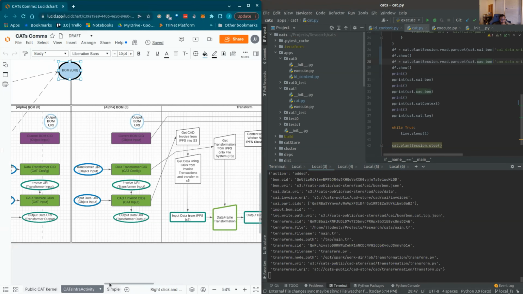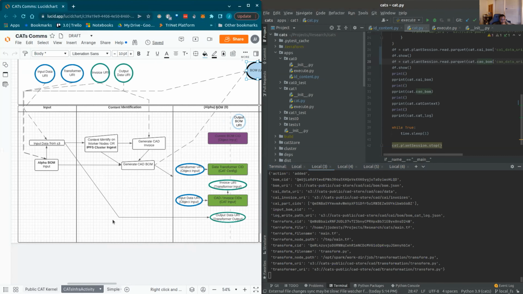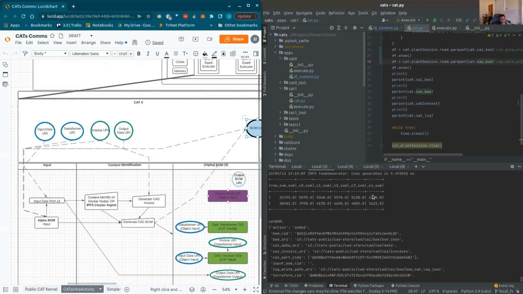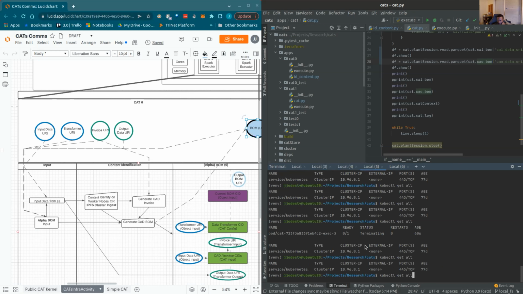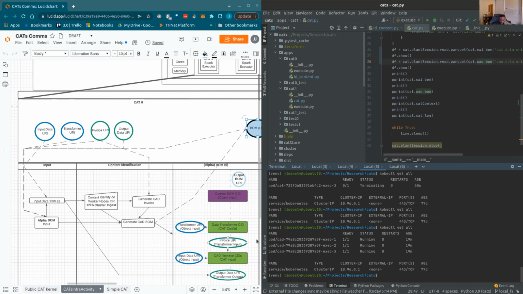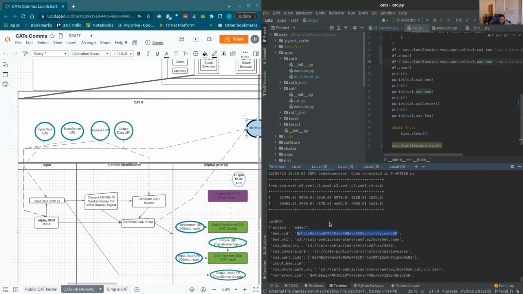In this example, I've already executed cat 0 because I want to show you that the BOM CID is the same. I just want that to be seen. Hold on, let me check the Spark cluster. Right, so this is the cat 0 Spark cluster. I made it non-ephemeral because we're hacking storage. Let me just record this CID. I'm just putting it anywhere.